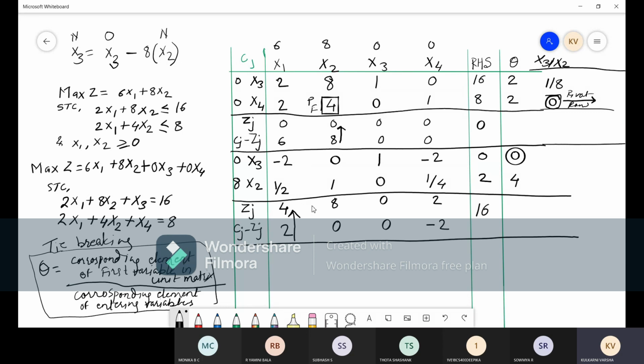But in Cj minus Zj, you don't have to bother about the 0. You don't have to consider 0. But in theta, you have to consider it. So 0 is minimum, so this variable will be leaving. Which one is leaving? x3 is leaving.